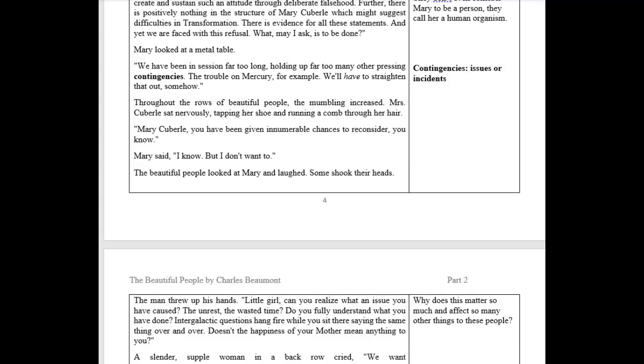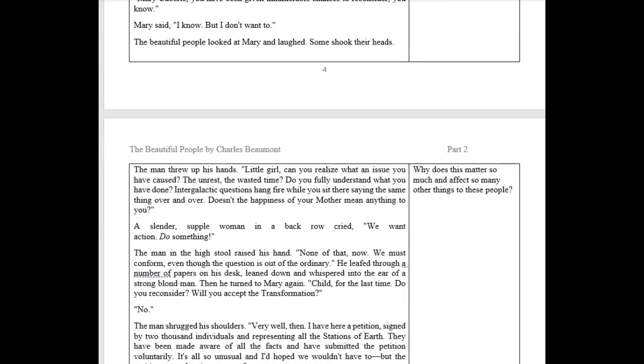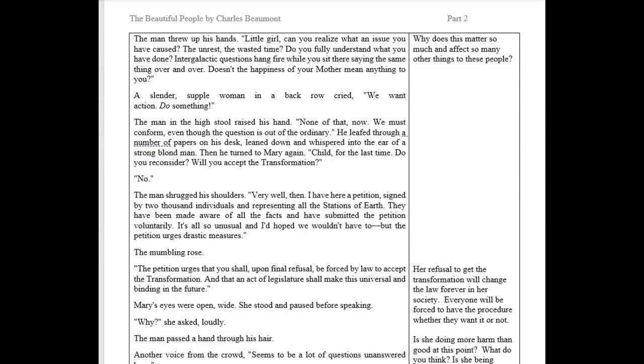"Mary Kuberl, you have been given innumerable chances to reconsider, you know." Mary said, "I know, but I don't want to." The beautiful people looked at Mary and laughed. Some shook their heads. The man threw up his hands. "Little girl, can you realize what an issue you have caused? The unrest and the wasted time? Do you fully understand what you have done? Intergalactic questions hang fire while you sit there saying the same thing over and over. Doesn't the happiness of your mother mean anything to you?"